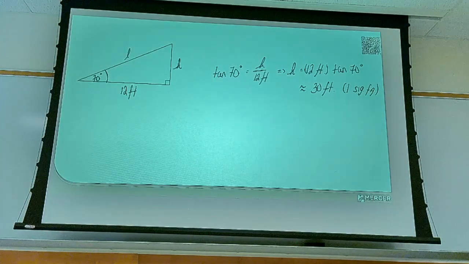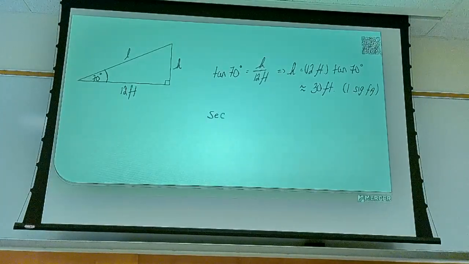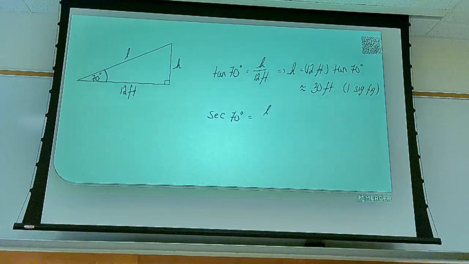I would not use the Pythagorean theorem here because it's going to give you too much error. So again, use trig. You could do the secant of 70 degrees, which would have to be the length over the 12 feet, right?